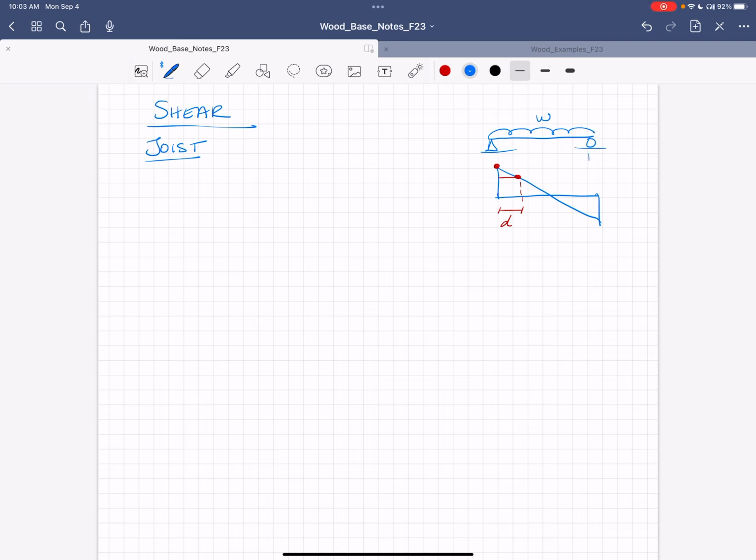So we know that here the reactions are WL/2 for shear. So this peak point is WL/2. This is my shear diagram, okay? So if I look at my joist from the previous example, I know what that number is for W.